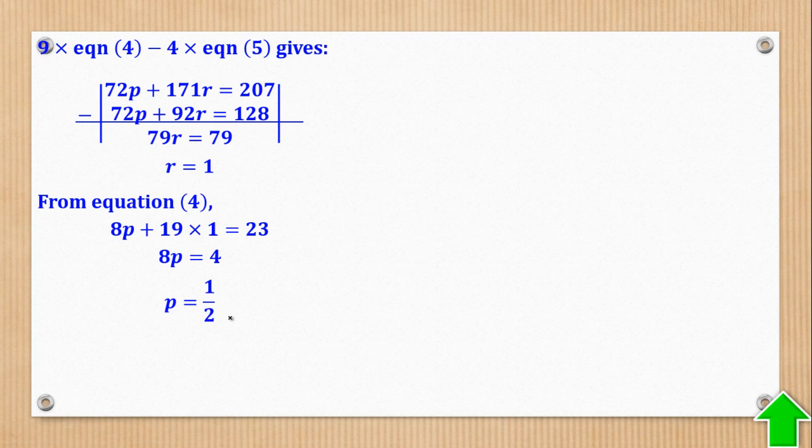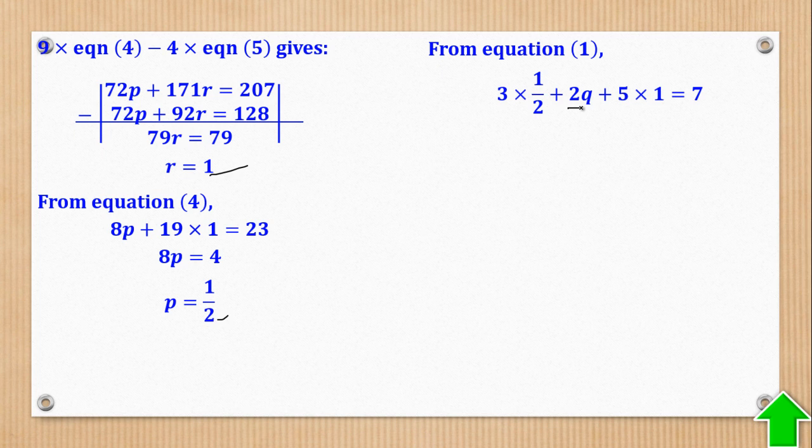Then from there, I can go back to either equation 1 or equation 2 or equation 3. If I choose equation 1, I'll substitute for P and for R and remain with Q as the only unknown. Simplify and make Q the subject. And that's what they wanted. So I managed to get the values of R, P, and Q.